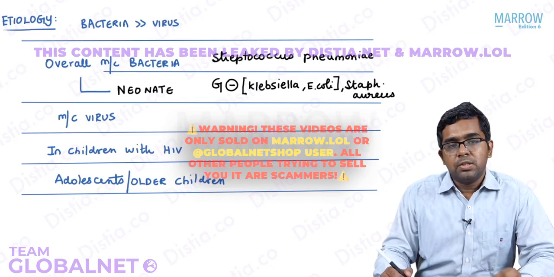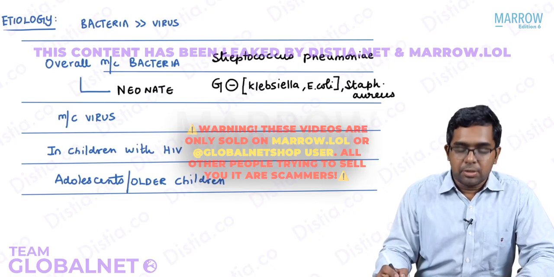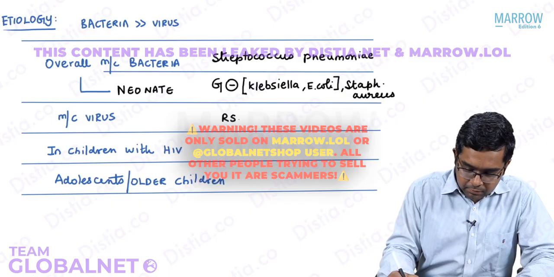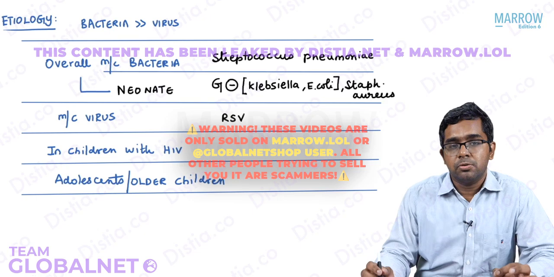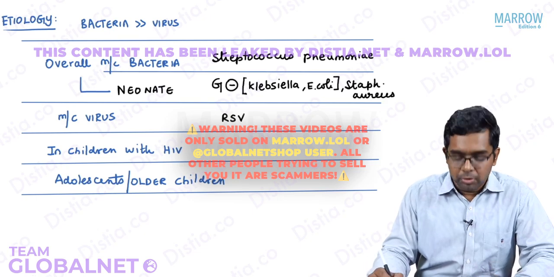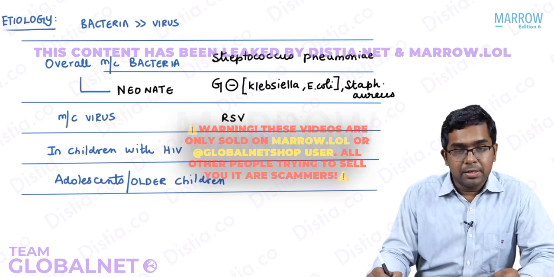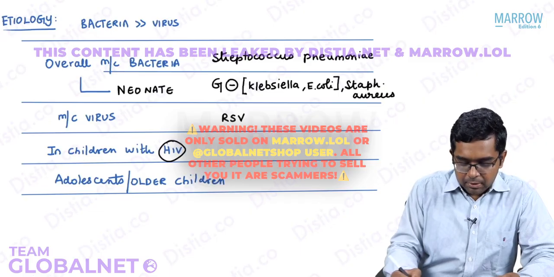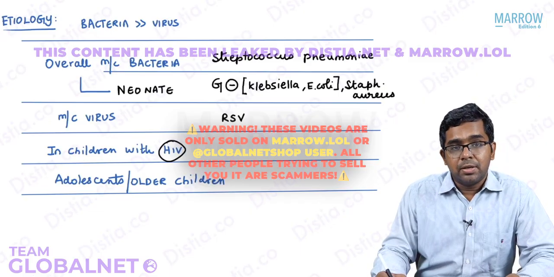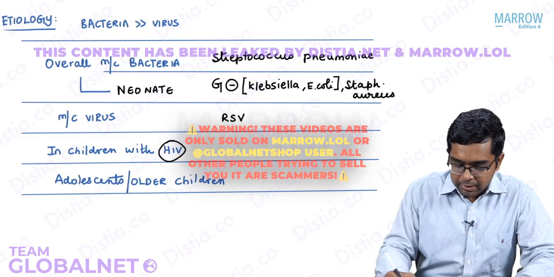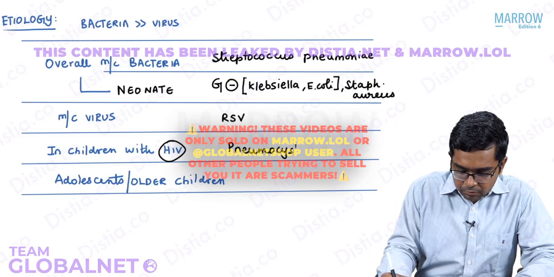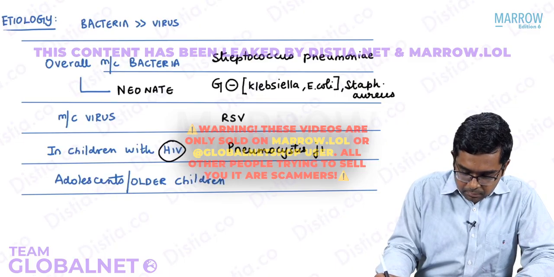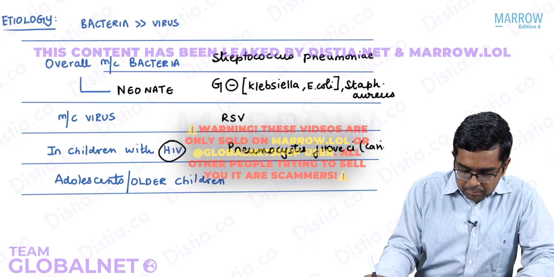If there is a question, what is the most common virus causing pneumonia in children, then it is RSV. Yes, the same virus associated with acute bronchiolitis is also the most common viral cause of pneumonia in children. Suppose the question is slightly modified. In children with HIV, what is the commonest cause? Then your answer is going to be different. What is that? It is Pneumocystis jirovecii, or what is called as Pneumocystis carinii.